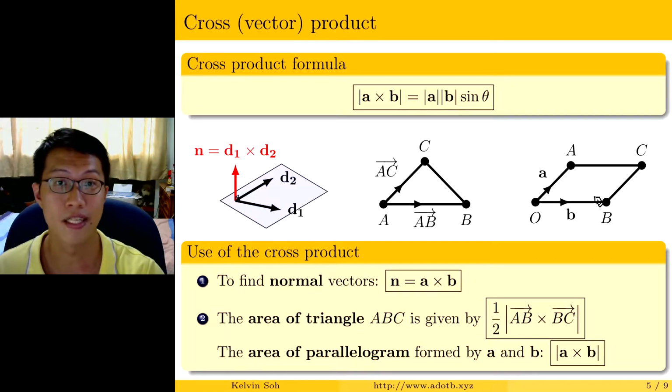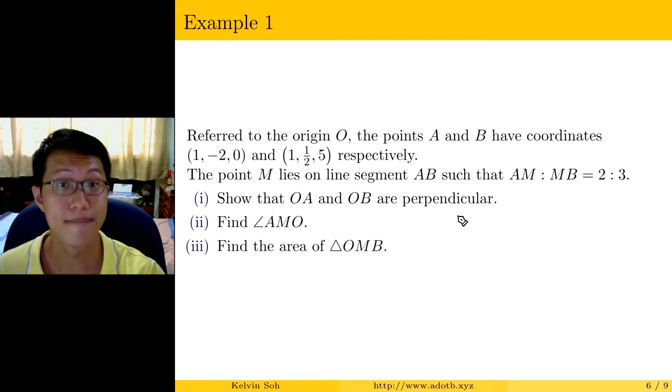Two triangles give us a parallelogram, so the magnitude of A cross B will give us the area of the parallelogram formed by vector A as well as vector B. These are the main concepts related to the dot and cross product. So let's look at an example question to see how we can use these in the context of a geometrical application and in a similar vein to an exam question.